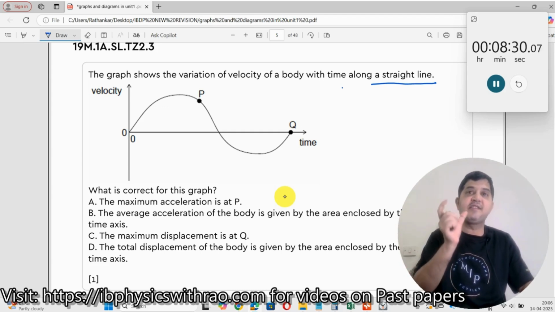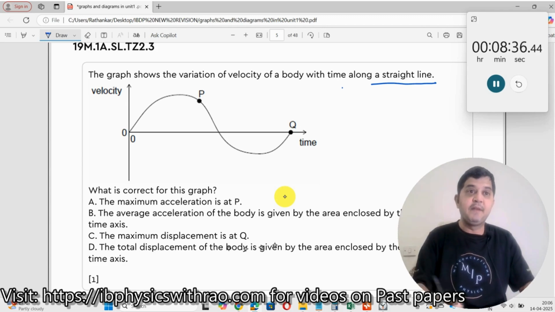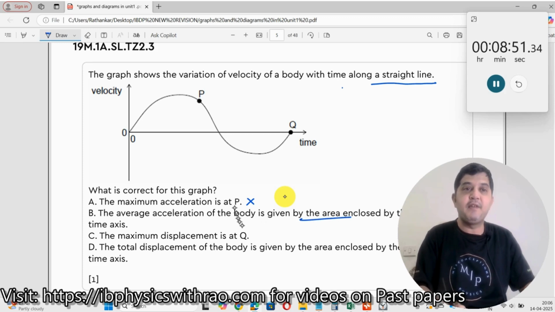There are some phrases given in your problem, and that is what you need to identify. It's a straight line, so there is no maximum acceleration here, and you cannot find it using this. Most of them take this option because they assume velocity is maximum here. Then, the average acceleration of the body is the area. Can we find average acceleration using area? No. Using area, you can only find the displacement. So this is definitely incorrect.